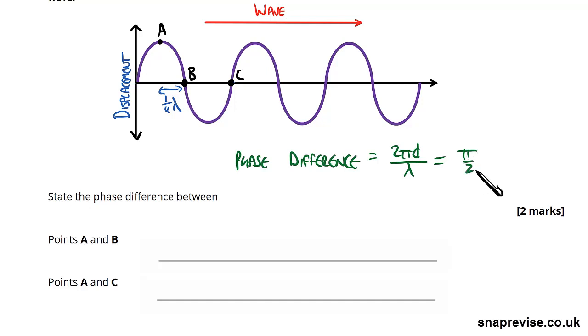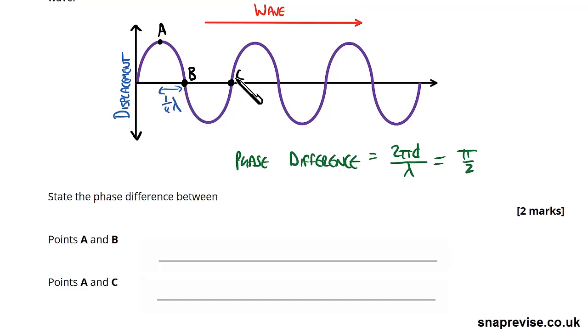But the thing is, we don't really need to do that. All we need to see is that this is a quarter of a cycle ahead. And so if it's a quarter of a cycle ahead, then that tells us we just need to times a quarter by the phase of a full cycle, which is 2 pi. So it's a quarter times 2 pi, which is pi over 2. And that's kind of the easiest way to do this.